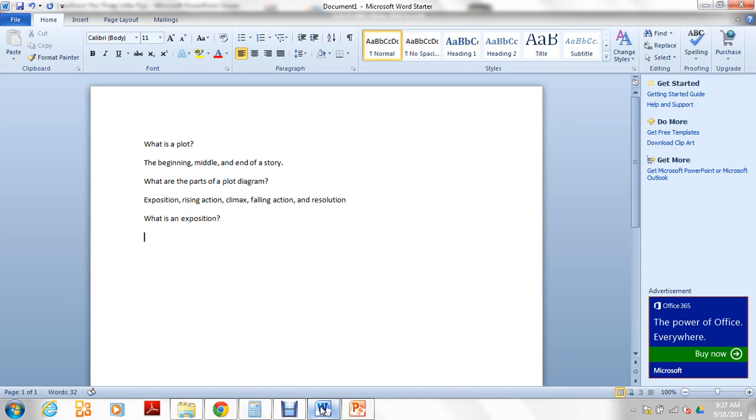Exposition is the start of the story. What does it include? Character, setting, and conflict. It introduces us to the characters, setting, and conflict.